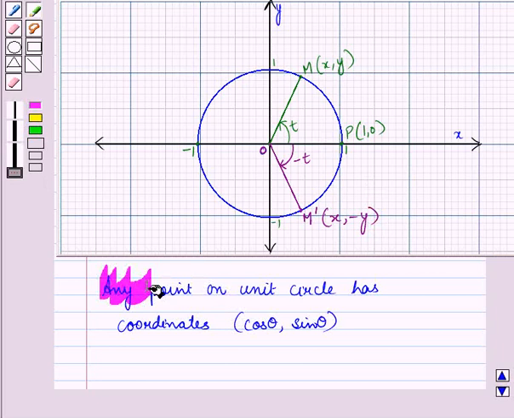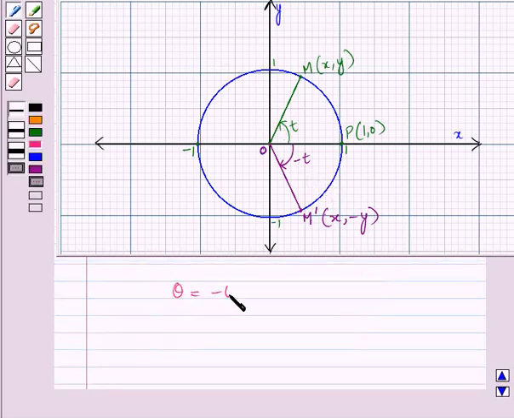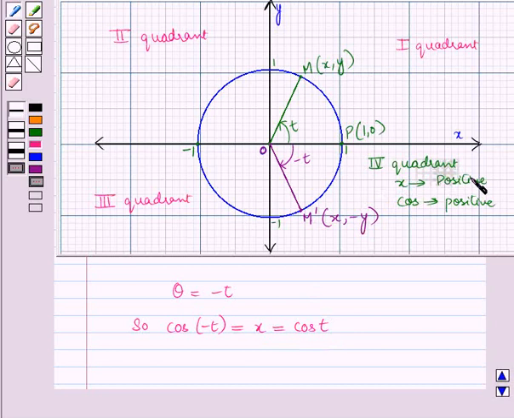Now we know any point on the unit circle has coordinates cos theta, sin theta. Now let us find the coordinates of M dash in fourth quadrant in terms of trigonometric ratios. Now here theta is equal to minus t. So cos of minus t is equal to x, which is equal to cos of t, because in fourth quadrant x is positive, so cos will also be positive.